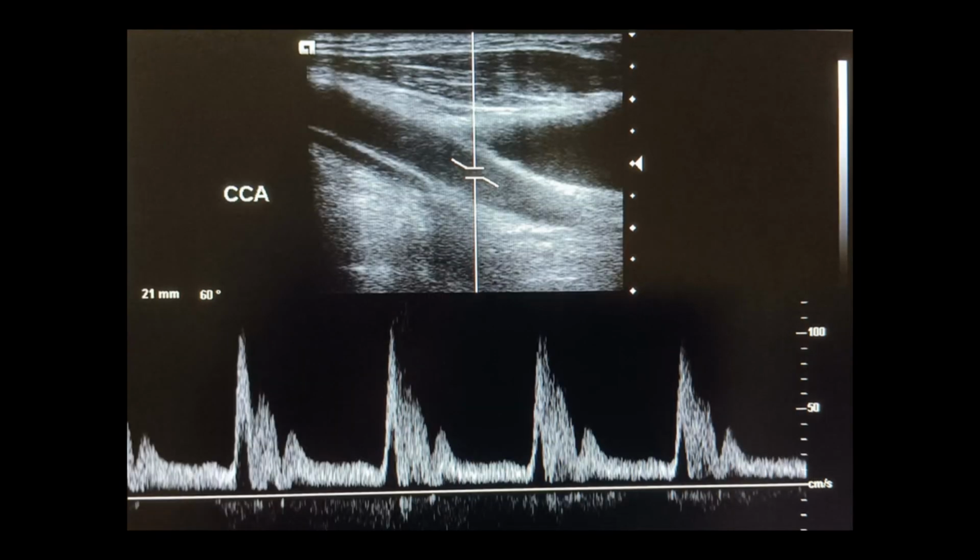This is the moderate resistance flow of the common carotid artery as evidenced by broad systolic waveform and continuous forward flow throughout the diastole. However, the flow throughout the diastole is not very large, it is small. So this is the moderate resistance flow.